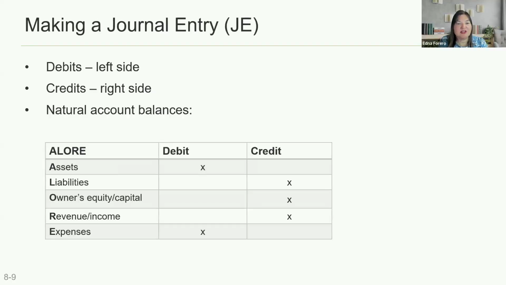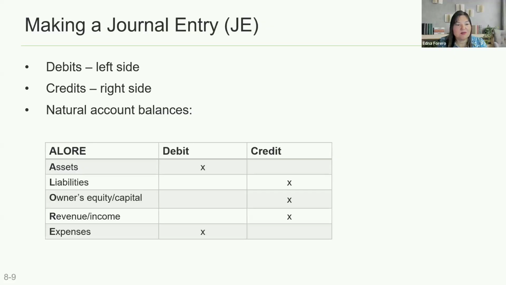So speaking of journal entries, make sure that you understand that our debits are always on the left side and our credits are on the right side. It's a natural account balance, and we want to make sure that everything balances on both sides. Otherwise, that might give us an incorrect income or expense amount to take care of our client's tax return.